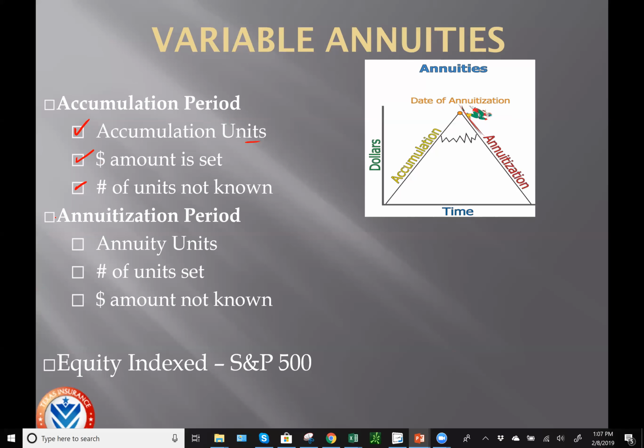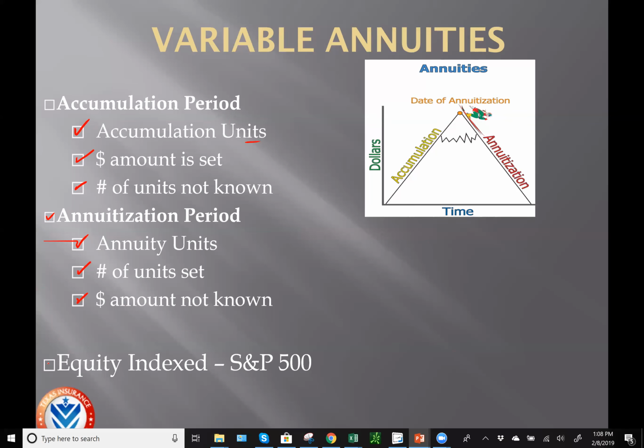Once you annuitize, during the annuitization period, then they are called annuity units. Now here, you're going to know the number of units that are going to be coming out. However, the dollar amount of those units is not going to be known until that month. Once again, you might have one question over variable annuity, so I'm not overly concerned about that for your test.